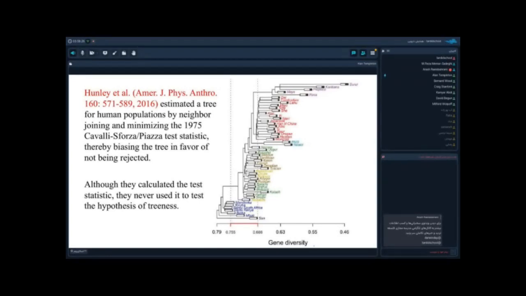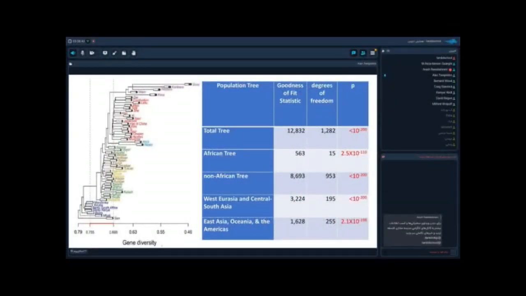What is fascinating about this paper is that even though they calculated this test statistic, they actually never used it to test whether or not the tree that they end up with actually fits the null hypothesis of treeness. So since they didn't do it, I did it. And here are the results. Look at these P levels. In my computer, I set my lower limit as 10 to the minus 200th. I didn't think anything would ever get below that, but it did.